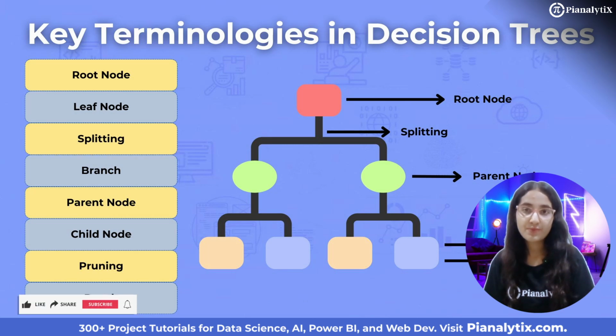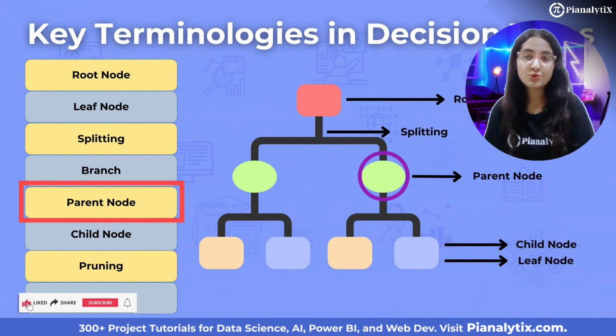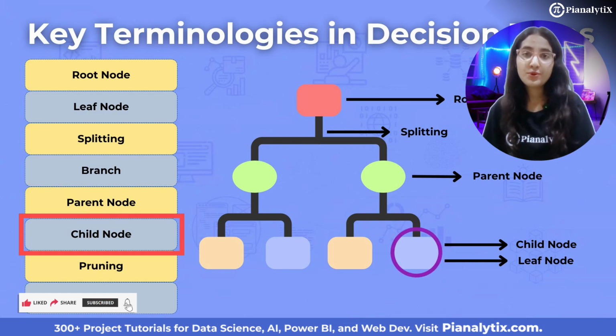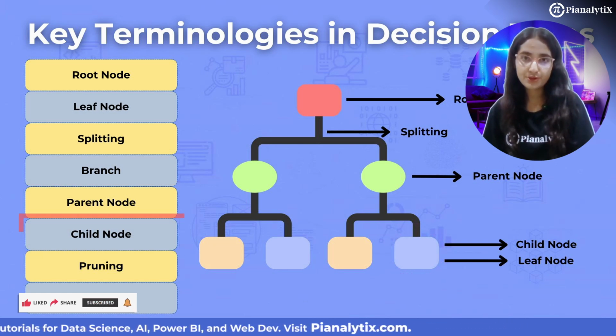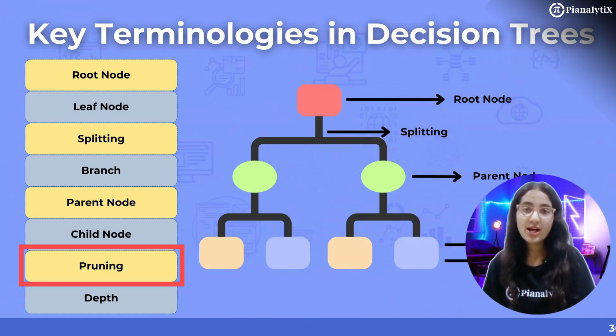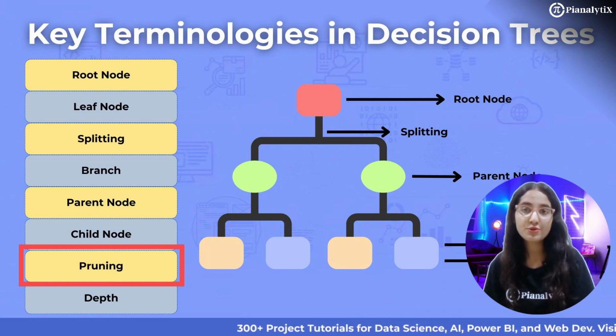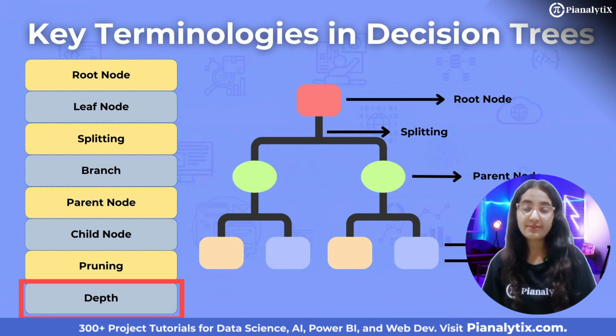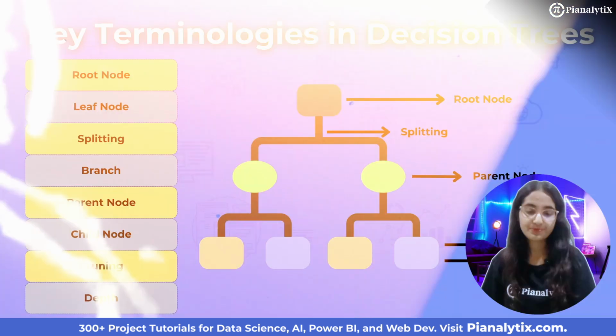Fifth, parent node. A node that splits into more nodes is parent node. Sixth, child node. A node resulting from a split of a parent node. Seventh, pruning. A technique to reduce the complexity of the decision tree by removing branches that have little importance or contribute to overfitting. Eighth, depth. Depth is the number of levels in the tree. A deeper tree is more complex and may lead to overfitting. So these are the building blocks that define the tree's structure.